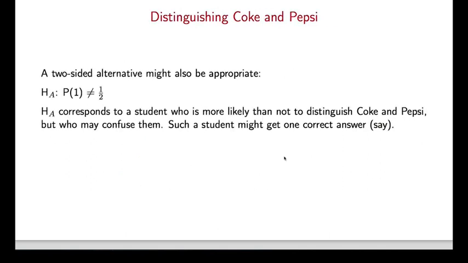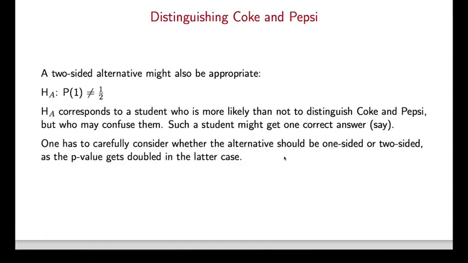For this experiment, it might actually be also appropriate to do a two-sided test. That is, we would look at the alternative that the probability of a correct answer is different from a half. This alternative would correspond to a student who can distinguish Coke and Pepsi, but who may confuse which is which. For example, such a student might get one correct answer. So very few correct answers are actually evidence that the student can distinguish Coke and Pepsi, but he would mix up the two. And that actually happened once when I did the experiment.